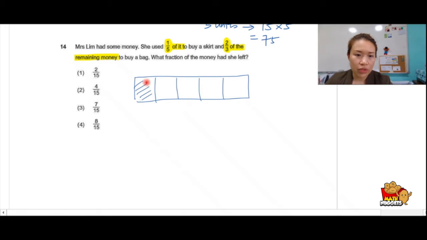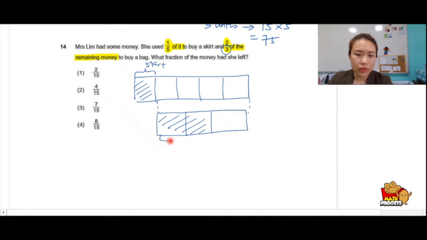She used 1/5 of it to buy a skirt and 2/3 of the remainder. Now, they want the remainder to be 3 parts, but my remainder here, I have 4. So let me just drop down the model, and I cut it into 3. So 2/3 of the remaining was used to buy a bag. Now, what fraction of the money had she left? We're trying to find this part.